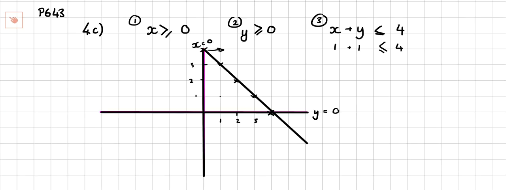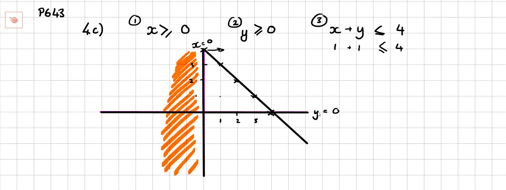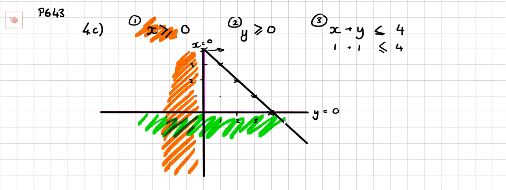X has to be greater than 0. So let's shade out that region. So I'm not allowed anything this side of the line. Y has to be greater, so that's that one. I'll do it in different colours for you. Y has to be greater than 0, so I'm not allowed below this line. Okay, so that's that one.